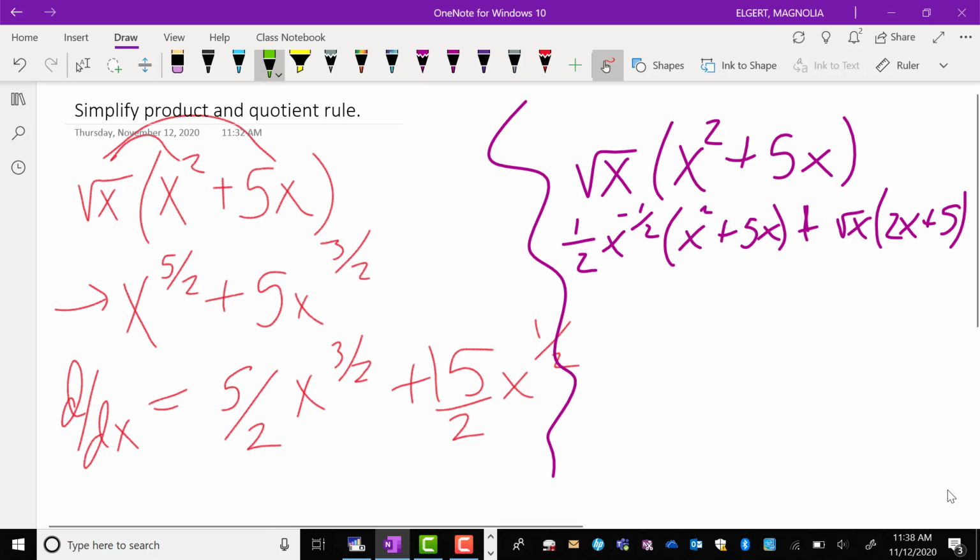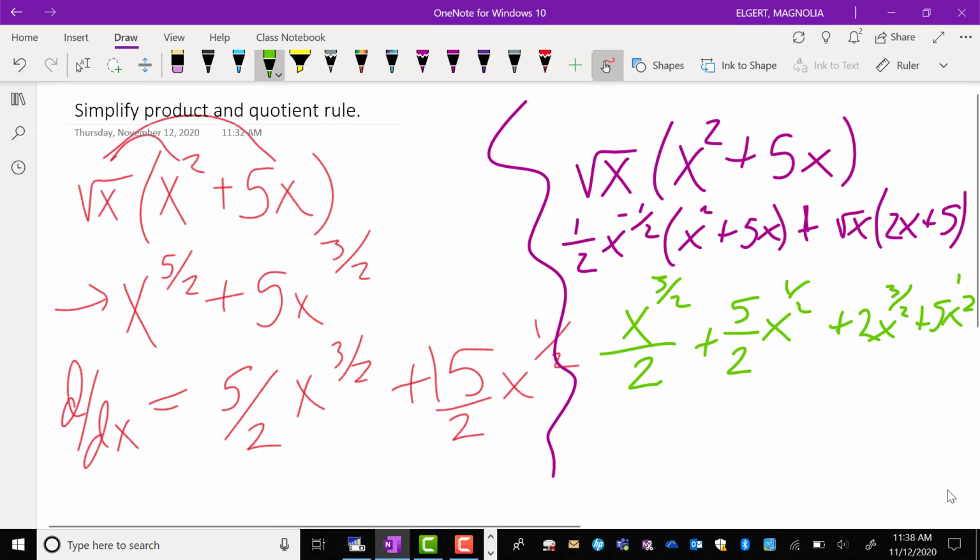So this would give me x to the 3/2 over 2 if I distribute here, plus 5 over 2 x to the 1/2, plus 2x to the 3/2 plus 5x to the 1/2. Sorry, it's getting a little sloppy there.